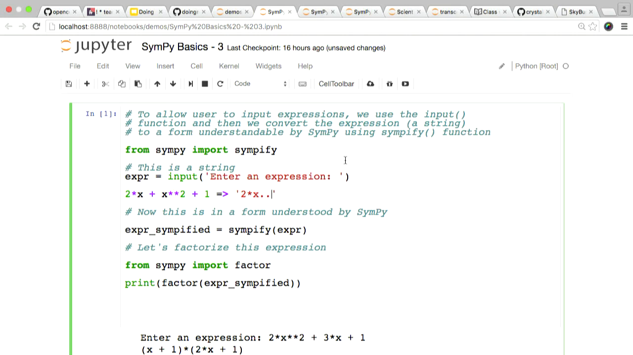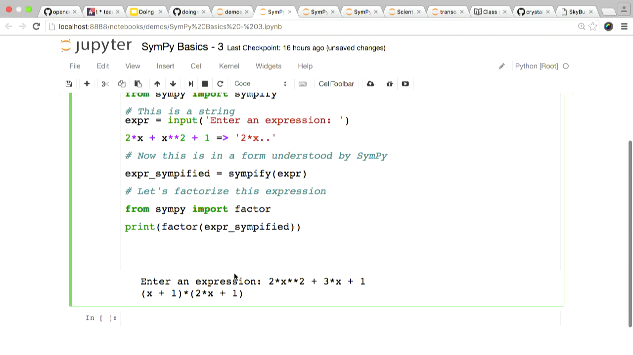But in this form, it is not understandable by SymPy. So I cannot ask SymPy to manipulate this in any way. So what I need to do is use this function called sympify, which basically converts this string to a form that is then understood by SymPy. And you can see an example here. What I have done is I'm creating this so-called simplified version of this input, and then I'm calling this function called factor, which basically factorizes this algebraic expression, and then I have the factors.